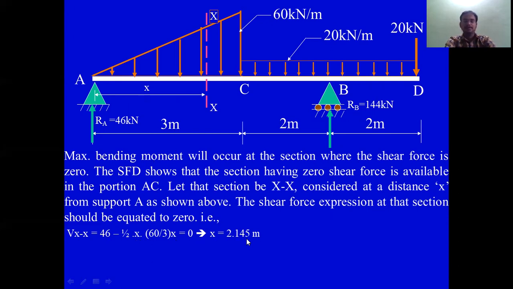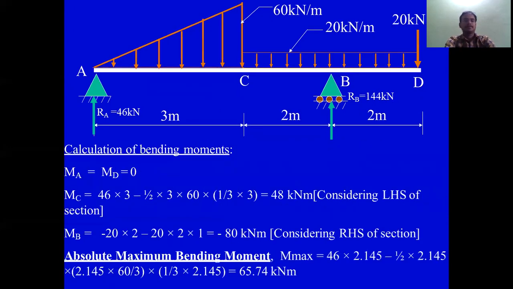Now, this is the point where the bending moment is maximum. Next, calculations for the bending moments. The moment at point A and point D is 0. The moments are 0 at those points. Now, MC at point C, how will the bending moment be?